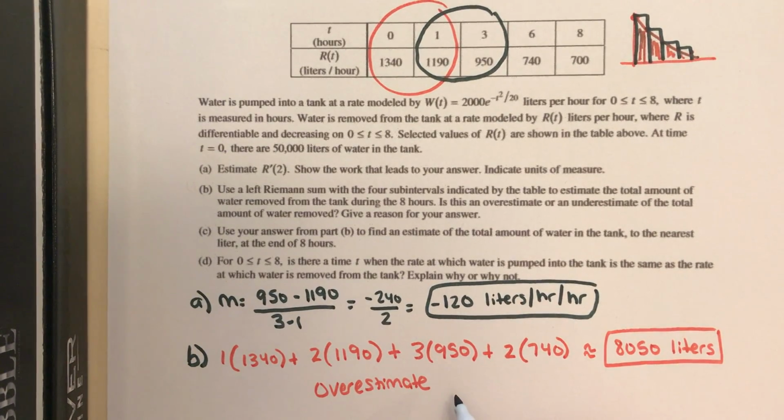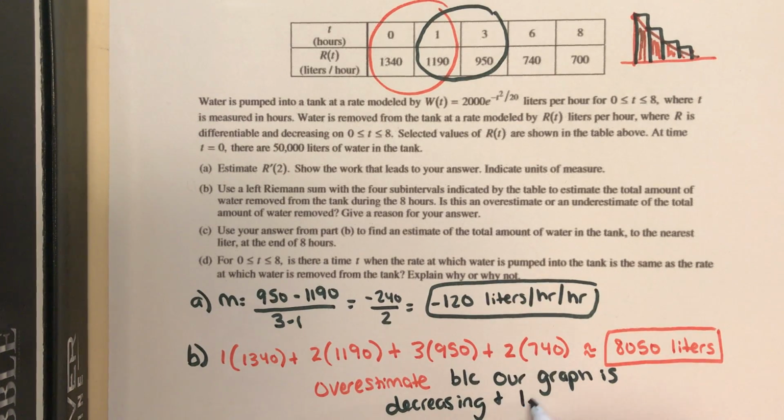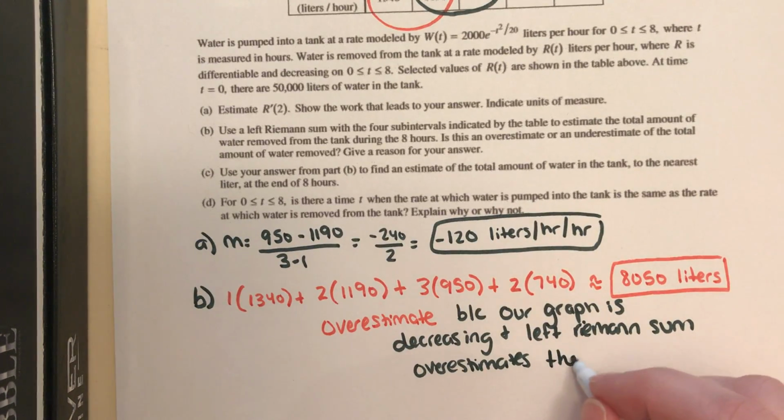So it says give a reason for your answer. So because our graph is decreasing, a left Riemann sum overestimates the area.